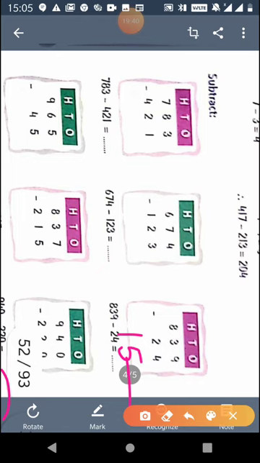So 8 minus 0 is equal to 8. If we subtract 0 from any number, we get the same number. We cannot subtract any number from 0, but we can subtract 0 from any number. So when we subtract 0 from any number, we get the same number. So 839 minus 24 is equal to 815.